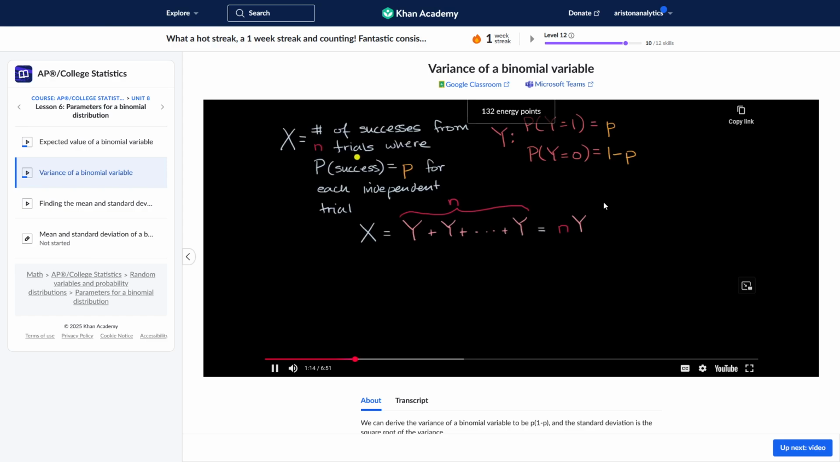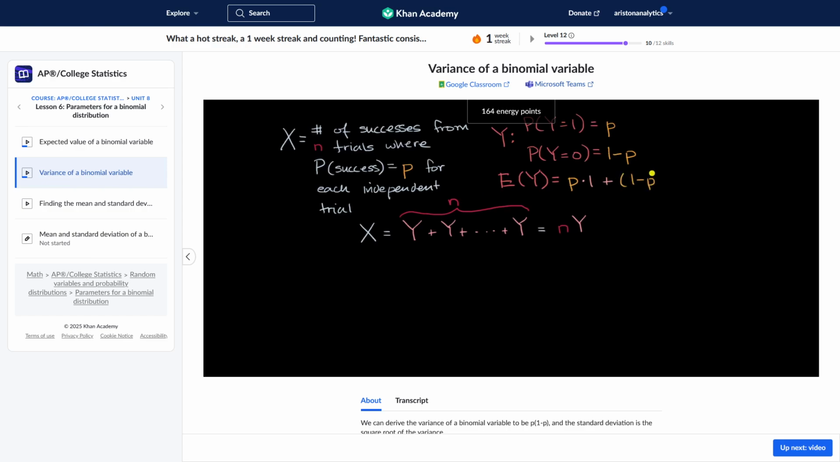Whether y is 1 or 0 is really whether we had a success or not in each of these trials. So if you add up n y's, then you are going to get x. And we use that information to figure out what the expected value of x is going to be, because the expected value of y is pretty straightforward to directly compute. Expected value of y is just probability weighted outcomes. So it's p times 1 plus 1 minus p times 0. This whole term is going to be 0, and so the expected value of y is really just p.